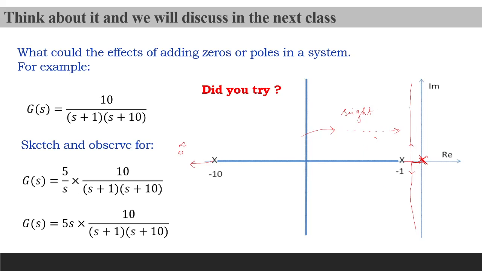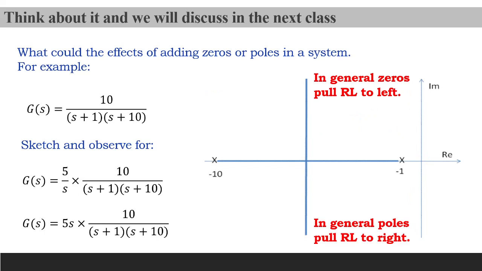So that is the observation which I wanted you to make, and you can also do that for the zeros. The answer to this would be, in general, not always necessary, but in general we can say that if I add an additional zero to the system, it would move the root locus towards the left, and if I add an additional pole, it would shift the root locus towards the right, as I have just demonstrated, and you will be seeing that again in the upcoming examples.